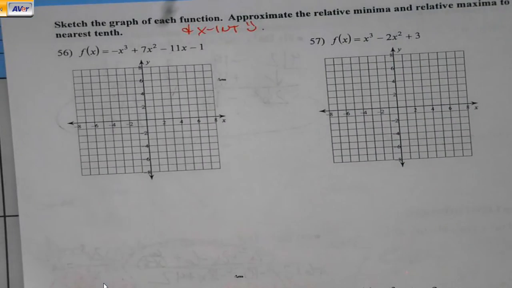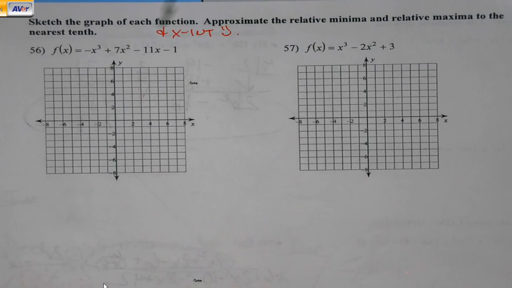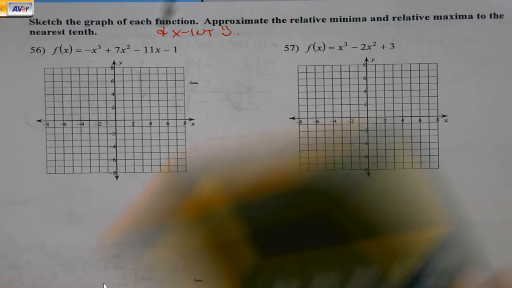All right, folks. Here comes the end. What we just got done with. And notice I added a little small instruction here. Sketch the graph of the function, approximate the relative minima and maxima to the nearest tenth, and find your x-intercepts. Okay, so we got one that we're going to do back here. Which one are we going to do? Oh, we'll do 56.